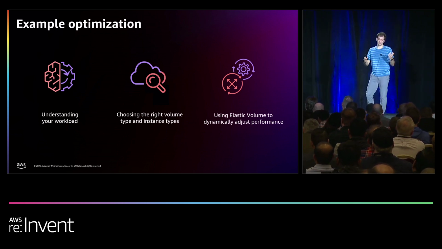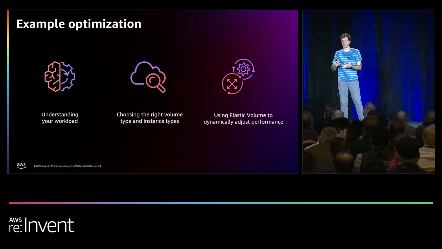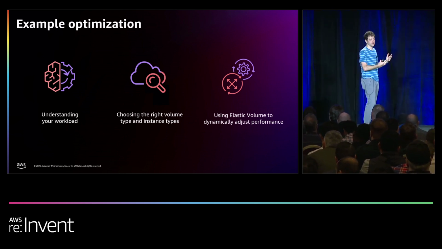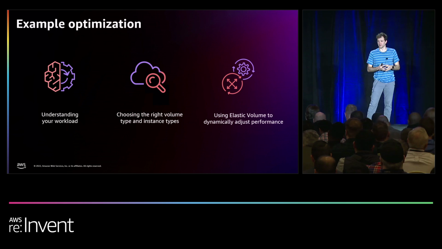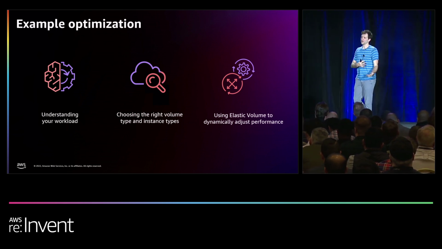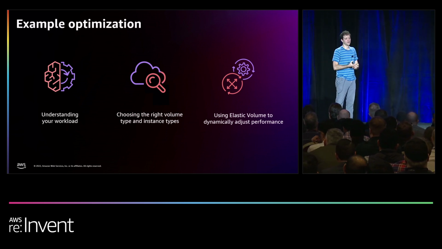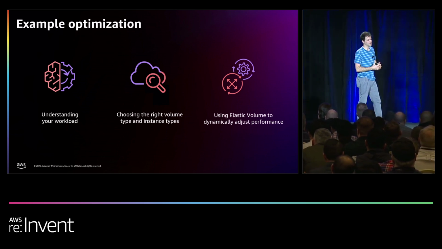So that's a great example of how you understand your workload, you understand what the bottlenecks are, you choose the right volume type, and moving to the newest generation volume type is usually a great way to start there. And then using elastic volumes to make that transition, do it automatically, and if you're doing it at scale, you can schedule it and keep your weekends, right?